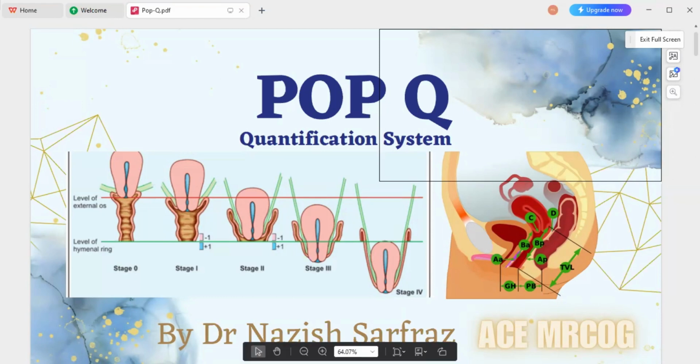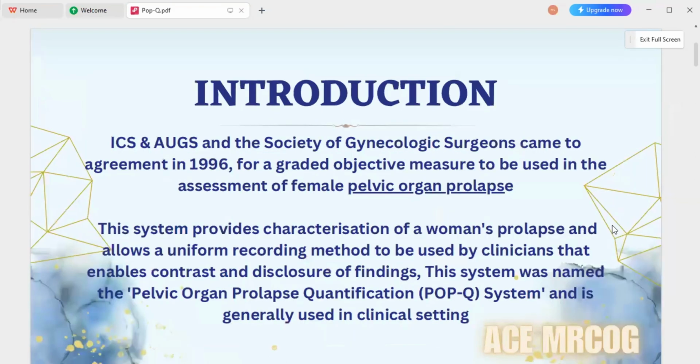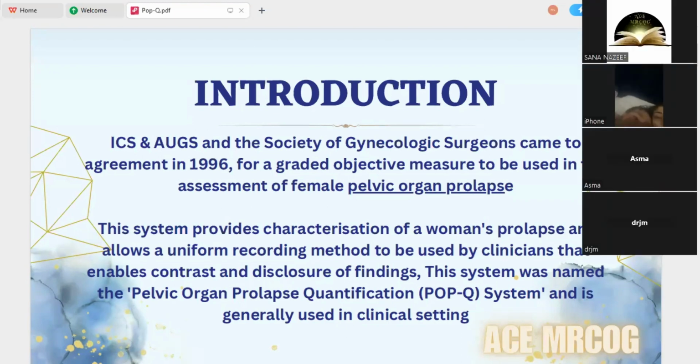I have made a lot of handwritten drawings for you in this presentation so that I'll be able to explain it in a better way. So let's start with the POP-Q classification. First of all, everyone knows that this is basically an international method of categorization, because there are a lot of methods of grading prolapse. It is a worldwide accepted method by which we can grade or quantify prolapse.